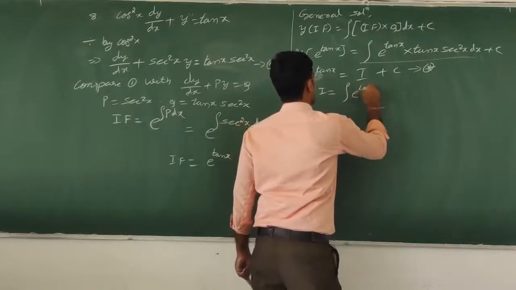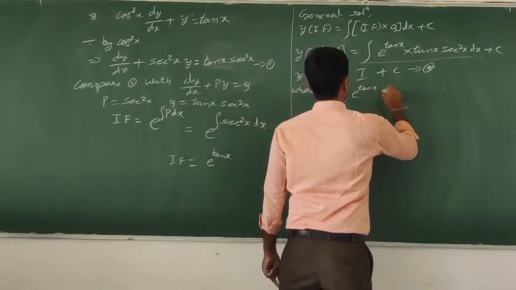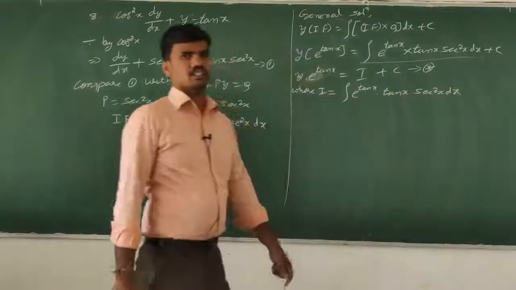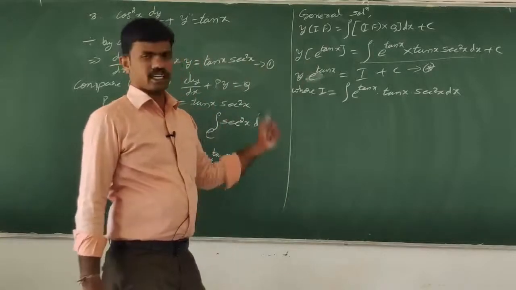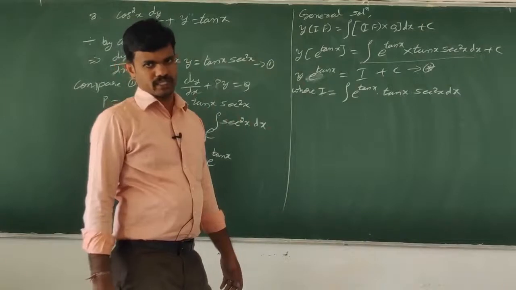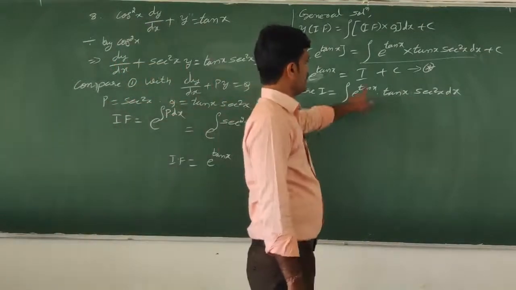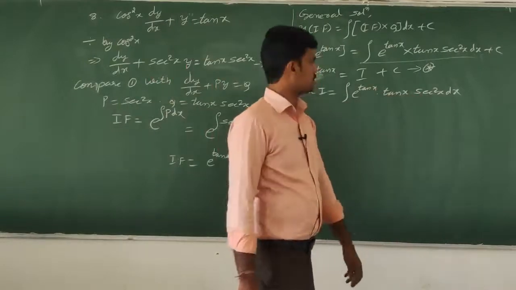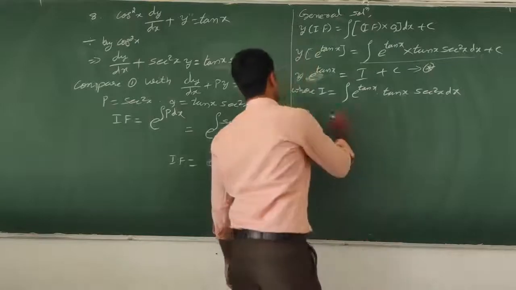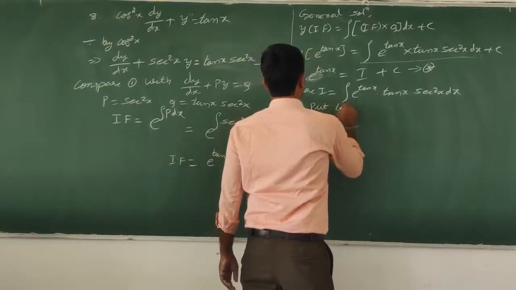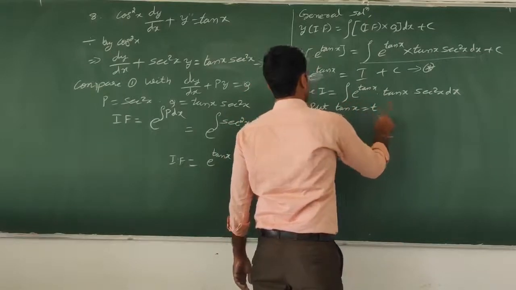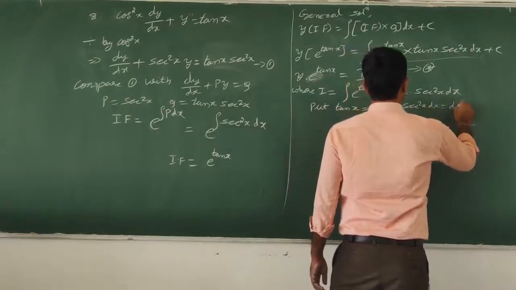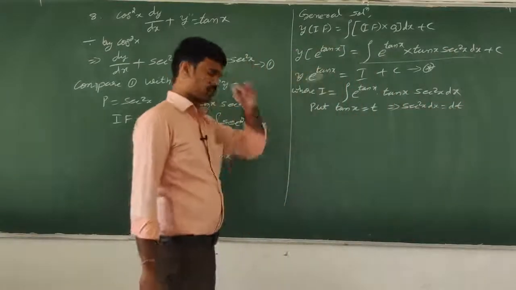I is equal to integration of e power tan x into secant square x into dx. We can evaluate this integral by using the substitution method, because tan x is here and secant square x is here; differentiating tan x gives secant square x. That's why we have to use the substitution. Put tan x is equal to t. On differentiating we get secant square x into dx is equal to dt.